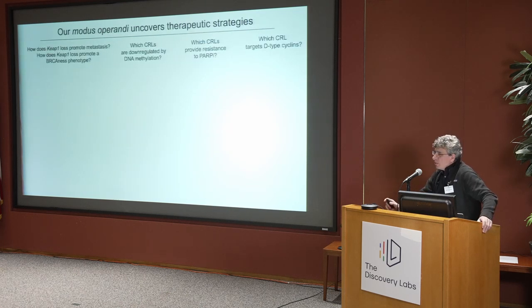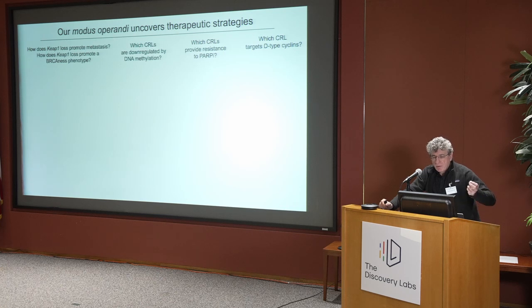So I'll give you some examples of questions. These are recent questions that postdocs in the lab have asked. KLHL? KIP1 is a ubiquitin ligase. It's actually a substrate receptor of a CRL3 and is lost in lung cancers. And when it's lost, it promotes metastasis. But how? Nobody knew about that. Moreover, when KIP1 is lost, it promotes a BRCAness phenotype. So it mimics a sort of DNA damage repair defect, and by which mechanism was not known.